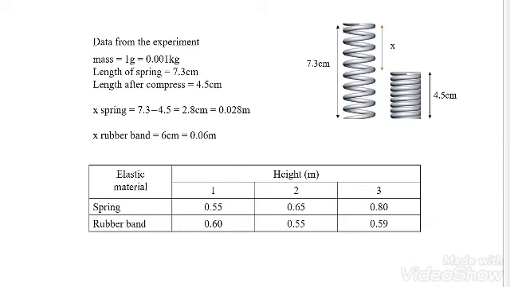From the experiment video, we get the height for 3 trials. For the spring: 0.55 meter, 0.65 meter, and 0.8 meter. For the rubber band: trial 1, 0.6 meter, then 0.55 meter, and 0.59 meter.